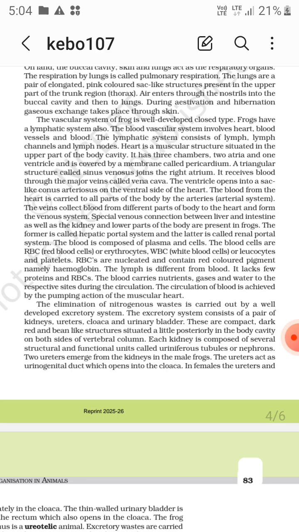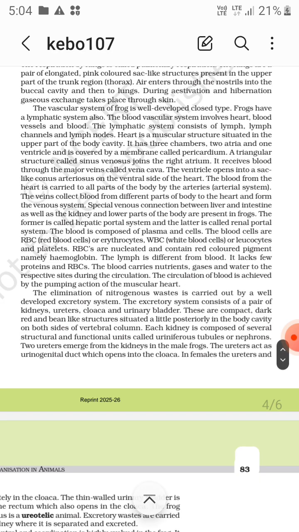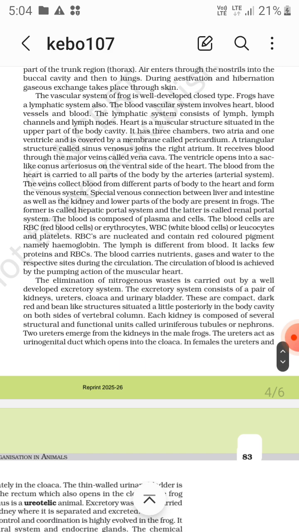Present in frogs. The former is called the hepatic portal system, that is the special venous connection between the liver and intestine, and the latter is called the renal portal system. Now the renal portal system is the connection between the kidney and lower parts of the body.